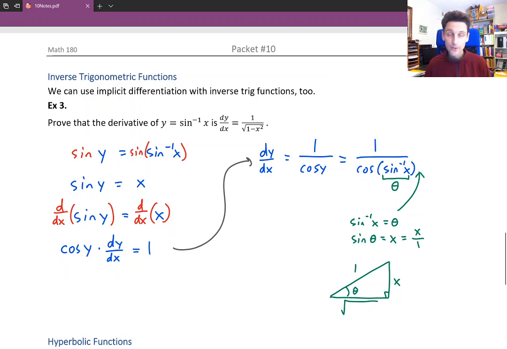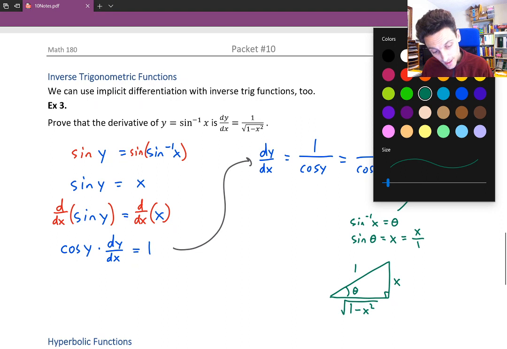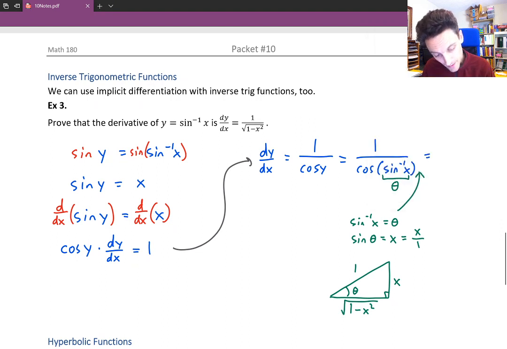You can figure that out using the Pythagorean Theorem, and you'll end up with the square root of 1 minus x squared. So you can use the Pythagorean Theorem on that to get that unknown leg. So now cosine of theta we said was adjacent over hypotenuse, which is the square root of 1 minus x squared over 1, which we could just write over here as the square root of 1 minus x squared.